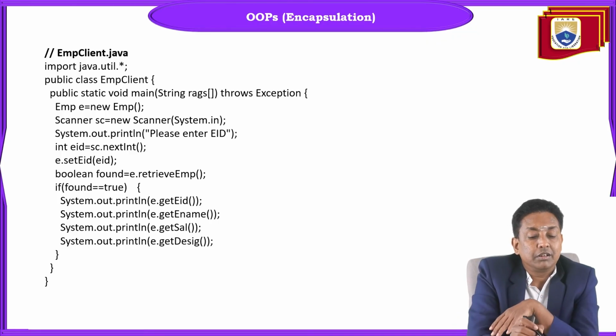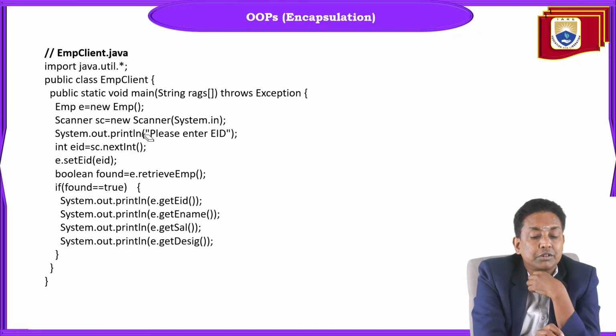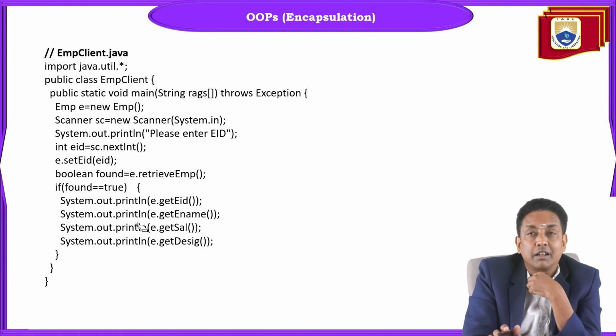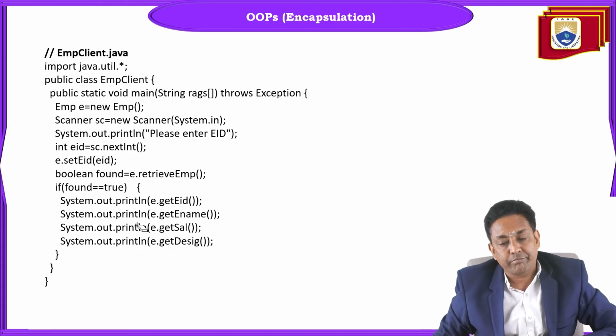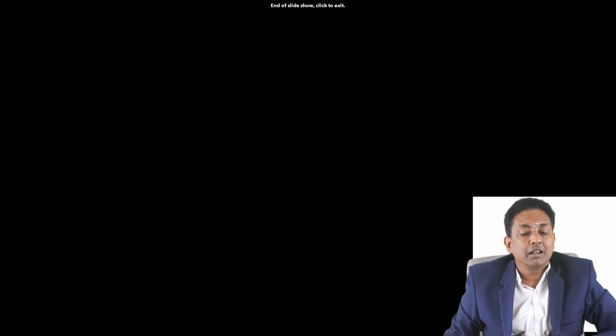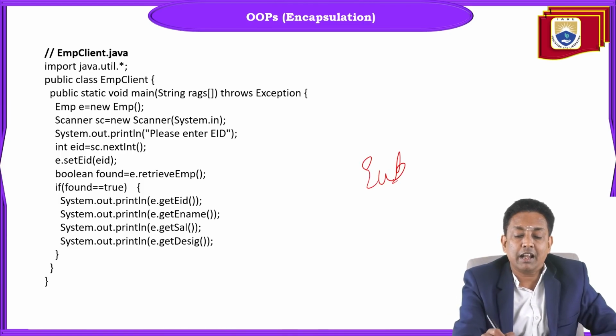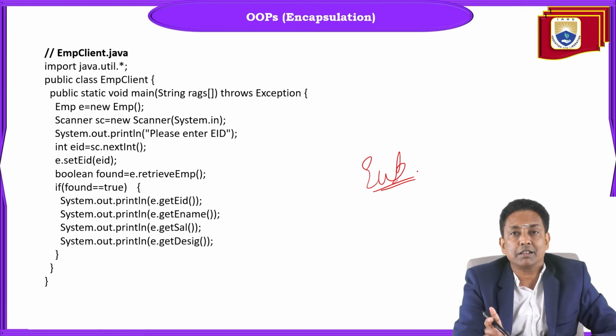This is all simple. You take the employee ID from the user with scanner.nextInt, create the employee object, set the employee ID into the employee object, and call the retrieve employee method. A boolean value comes back; if it is true, retrieve the remaining data, else skip it. That's it. This is briefly about the encapsulation topic. Here it ends. Encapsulation topic ends.